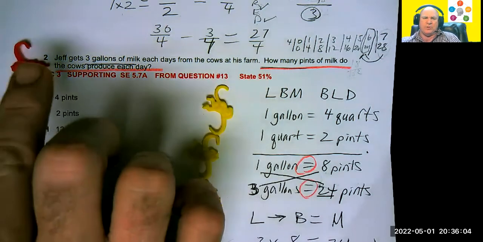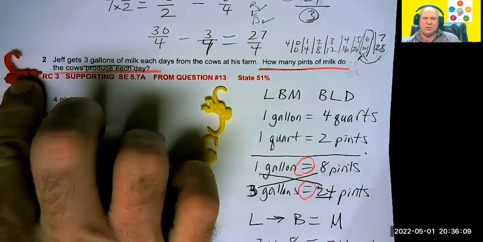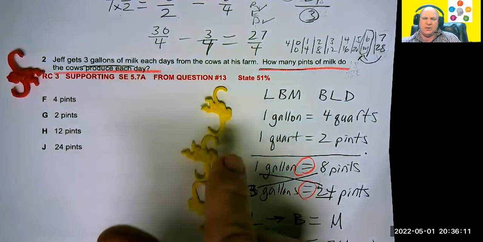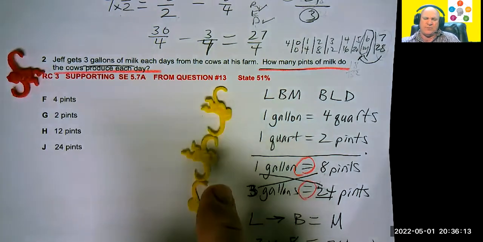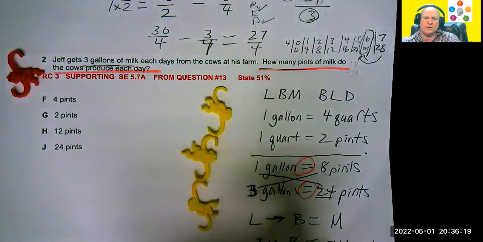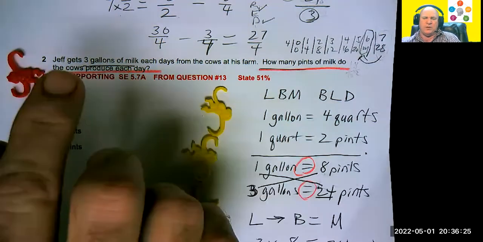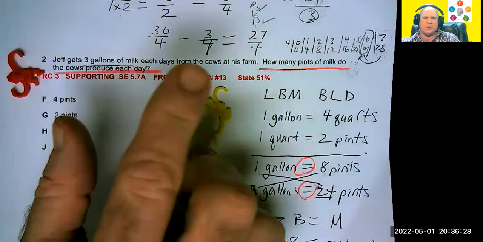So the red light is always going to be the question, and the yellow light is going to be the things that you have to know in order to solve the equation. So let's take a look at the problem with a period and the question with a question mark.